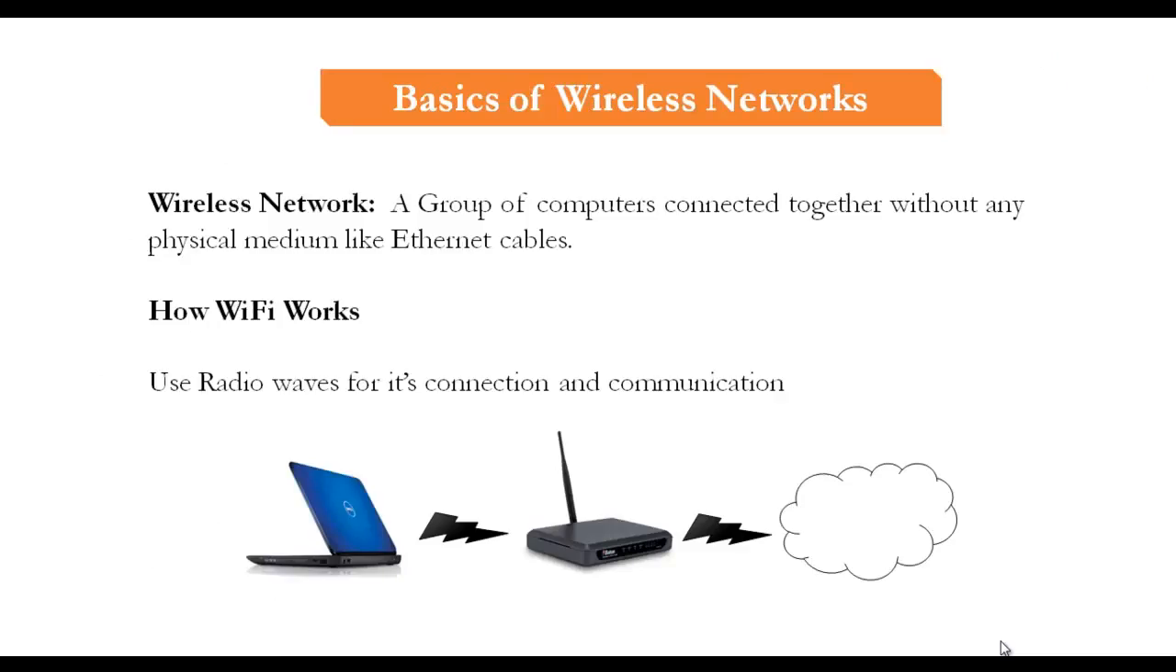To start with, a wireless network is a group of computers connected together without any physical medium like Ethernet cables. Now let us try to understand how this Wi-Fi works. Wi-Fi generally uses radio waves for its connection and communication. A station, let us take this laptop, converts its data into radio waves and sends it to the Wi-Fi router. This router receives the data and sends the information to the internet after decoding the data received from this laptop. Now the router receives the information back from the internet and again sends it to the station, in our case this laptop, in the form of radio waves. So this is how a typical Wi-Fi network works.